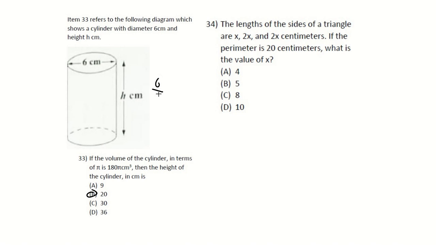That's pi r squared. So it is 3 squared multiplied by pi by a height of 20, right? That's 9 times pi by 20, which is 180 pi. So you could just use your answers to get this.